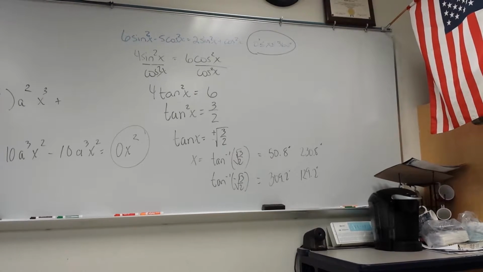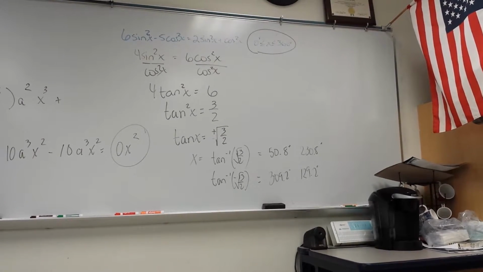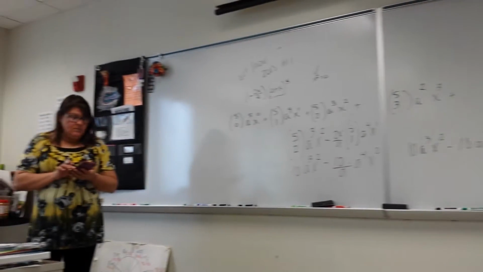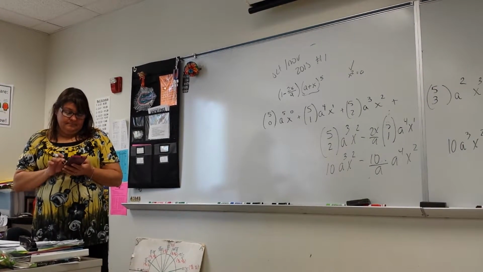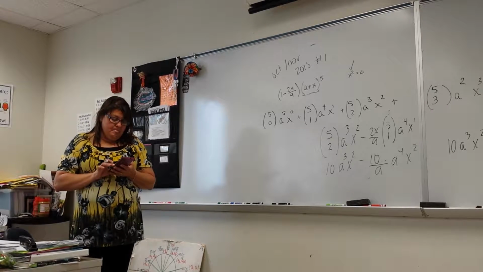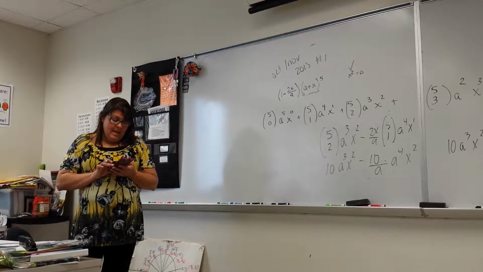Yeah, because I thought it was just 2, and then the marking said 4, and I didn't know where that was coming from. But what we have to remember is when we solve a square root, you got 50.8, 129.2, 309.2, and 230.8. Yeah, because that's what the mark scheme said, so I think I just had the 50.8 and the 230.